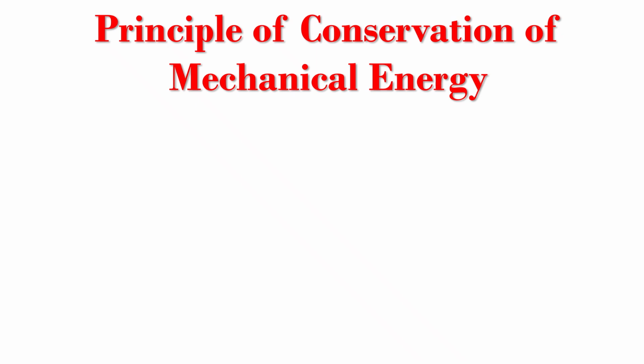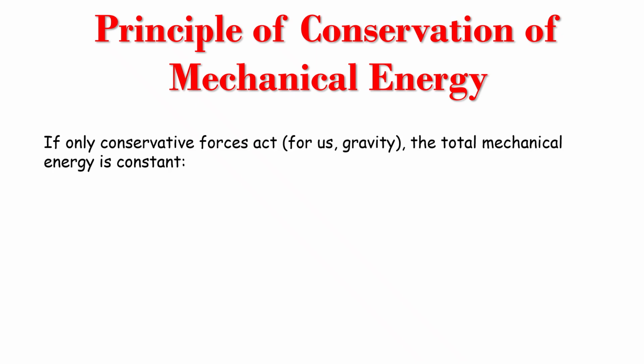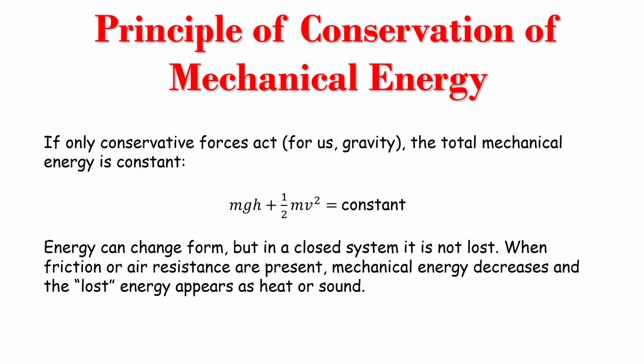So, the principle of conservation of mechanical energy. Basically that's saying if only conservative forces act, so effectively if a body is really just moving under gravity, which is the easiest way to think about it, then the total mechanical energy is constant. So mgh plus a half mv squared is constant. Usually how we do that is we say the total energy at one position is equal to the total energy at the other, and we're able to utilize that fact to solve some problems.